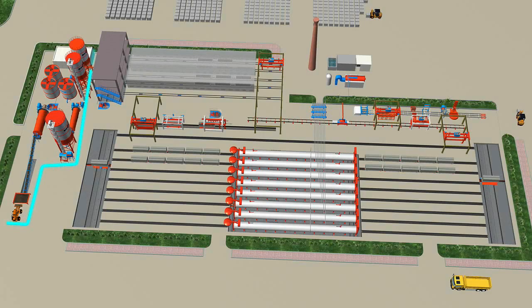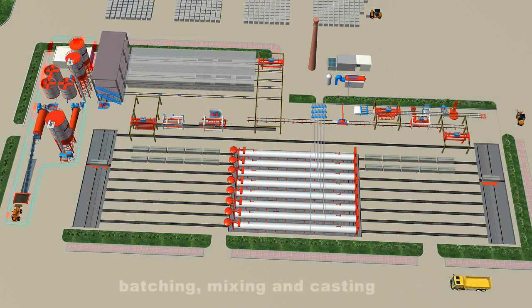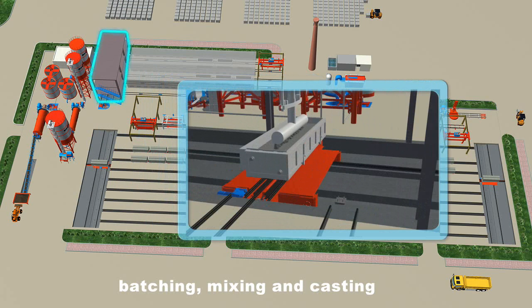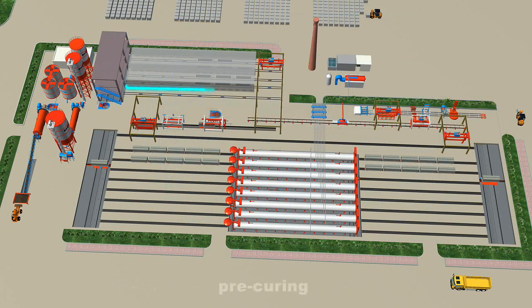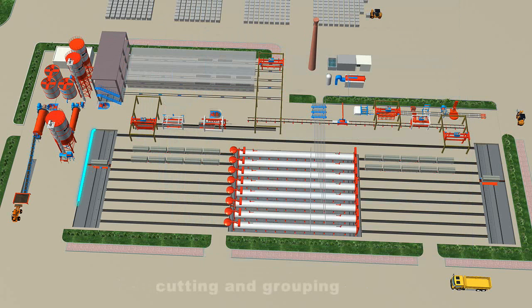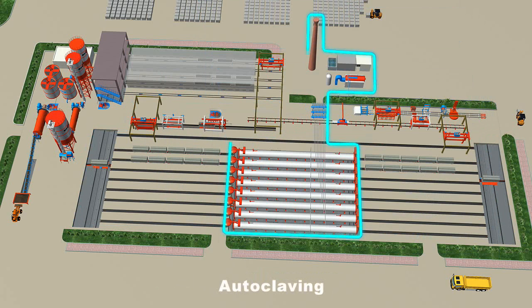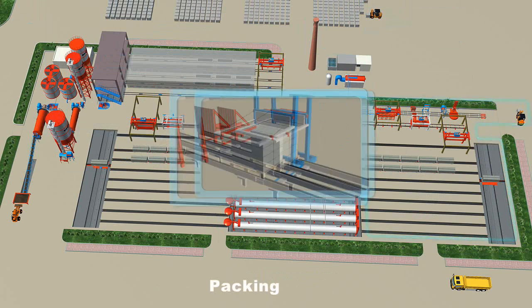AAC production process includes 6 parts: materials preparation and storage, batching, mixing and casting, pre-curing, cutting and grouping, autoclaving, packing.